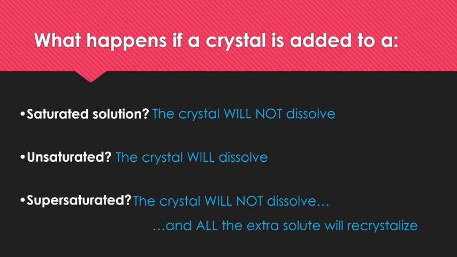And all of the extra solute, all that stuff that we said is over our full level, over our normal saturated level, all of that extra stuff will come back out of solution and recrystallize into a solid and not be dissolved anymore. So the solution is kind of throwing up all of its extra crystals. And that's actually the way that we make rock candy.